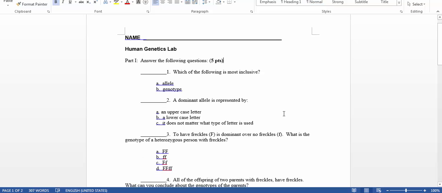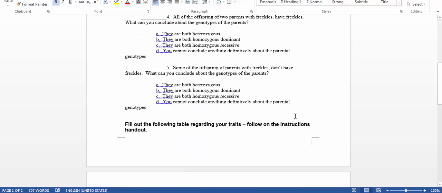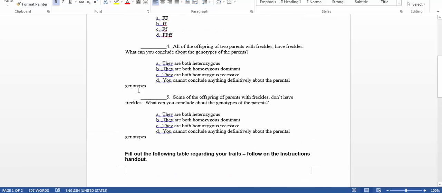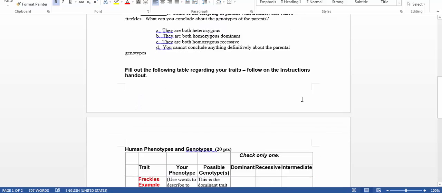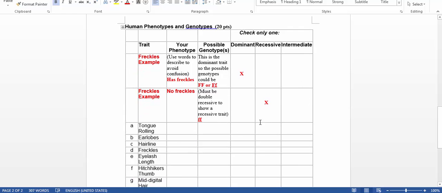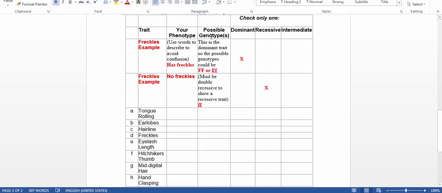First, you're going to answer some questions, multiple choice. That really is just firming up that you understand that terminology. And here you are. You're going to look at yourself and figure out your phenotype, what you look like, written in words, not in genotype letters, but in words, and your possible genotype, since you know what you look like, all right? And decide if you're dominant and recessive for each of these traits.